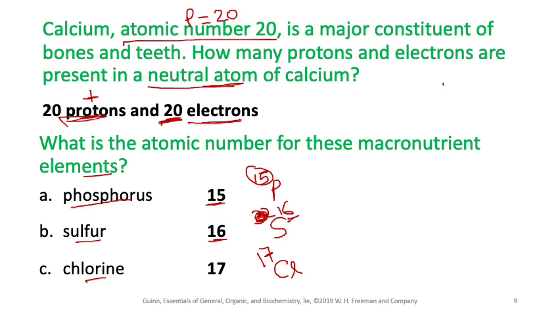So these are atomic numbers. If you remember from the symbol of the element, like I told you, the top number normally tells you the number of protons, or the atomic number. So this is why the answer is 15, 16 and 17.